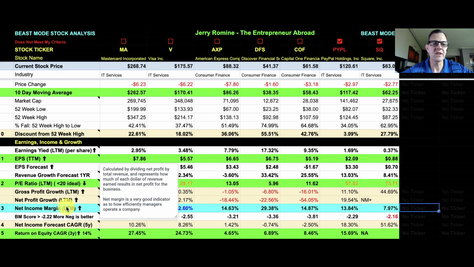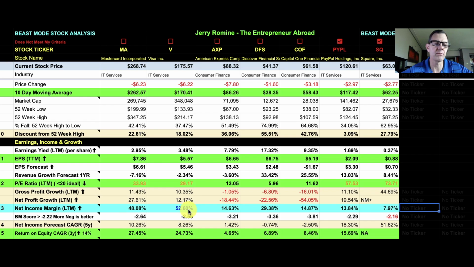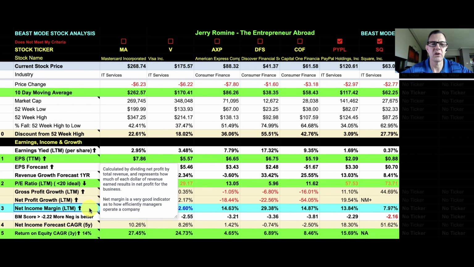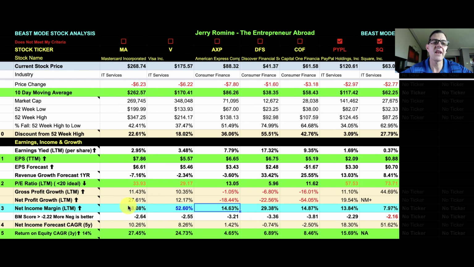Our next stop is the net income margin, and you'll notice I have this highlighted in blue, and that's because this is a really important one for me. So net income margin is calculated by dividing the net profit by total revenue, and it represents how much of each dollar of revenue earned results in net profit for the business. Net margin is a very good indicator as to how efficiently managers operate a company. So this is a big one for me, and now we're getting into the good stuff. MasterCard, 48%. We've got Visa at 52.6%, and then we've got Discover at 22.38%. All of those are jumping off the page and standing out to me.